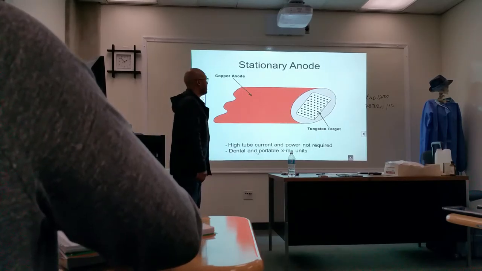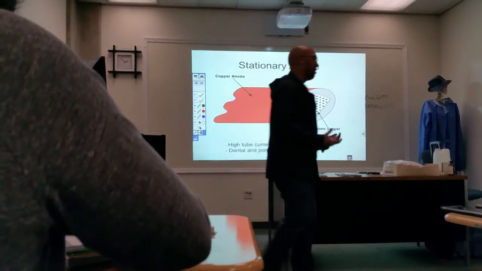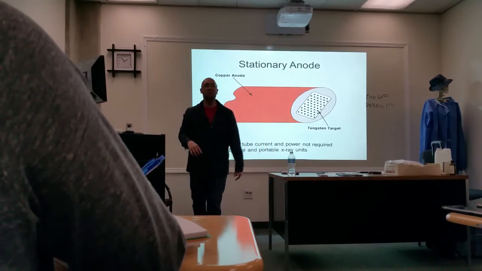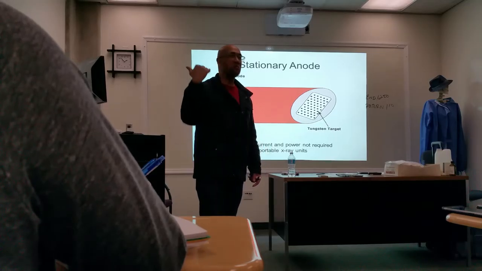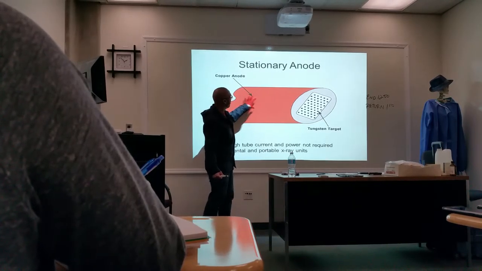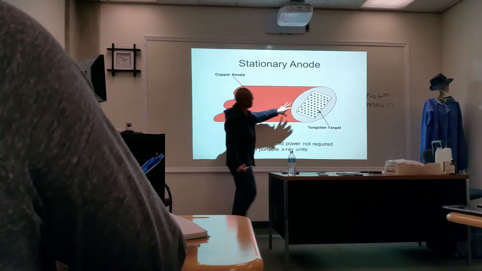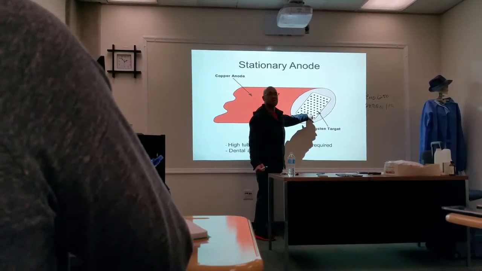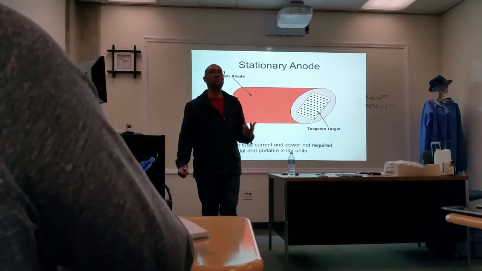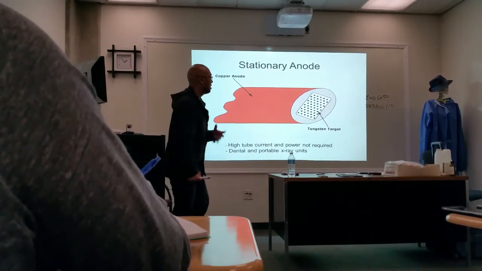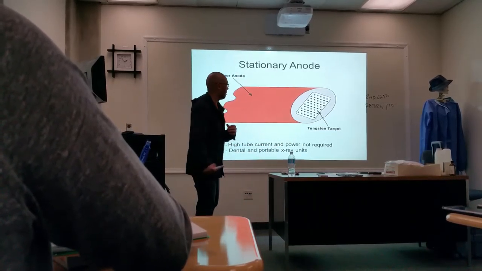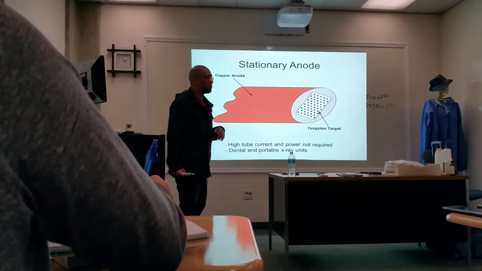All right, so the first one here is a stationary anode. It's basically just a block of metal, which is copper. Why is copper used? What do we know about copper? Good in removing heat. Okay, so copper is good in removing heat. So the block here is going to be copper, but the face of this is going to be tungsten. Didn't we use tungsten for the filament? We're also going to be using it for our target. The target is the area in which the electrons strike the anode. So it's made out of tungsten.